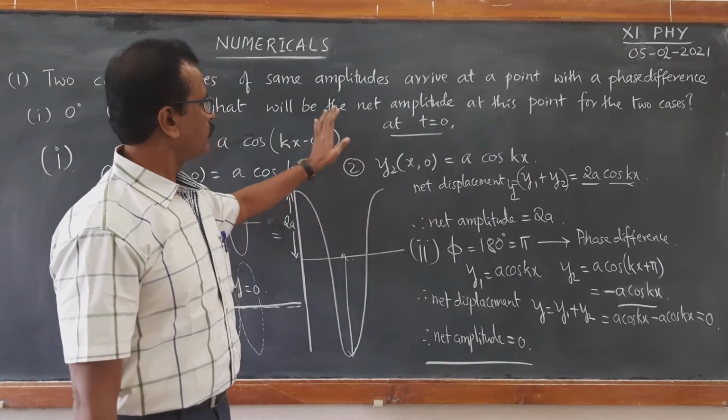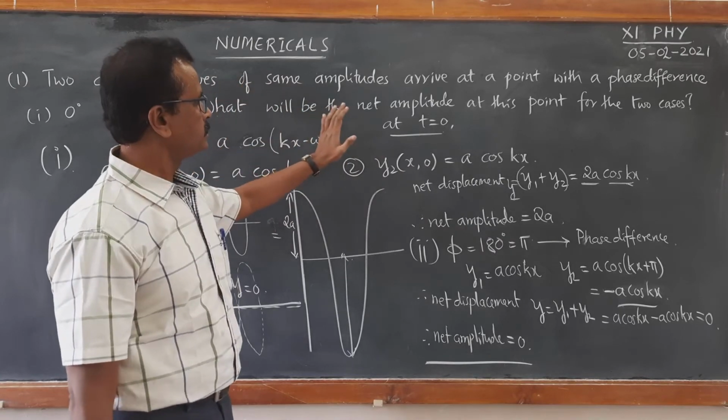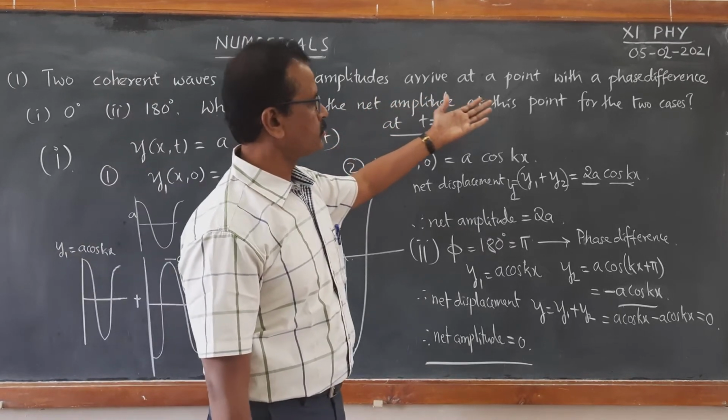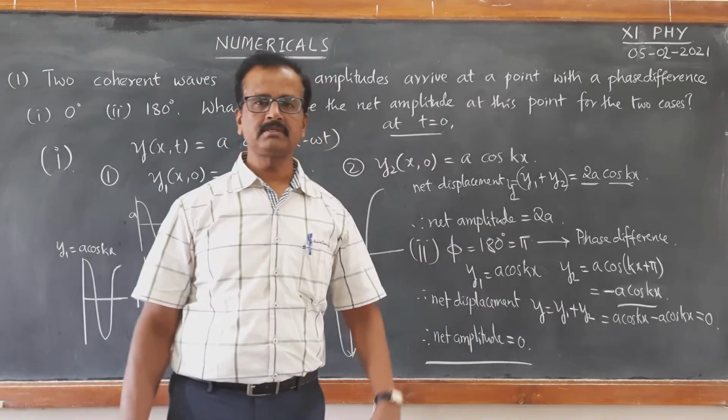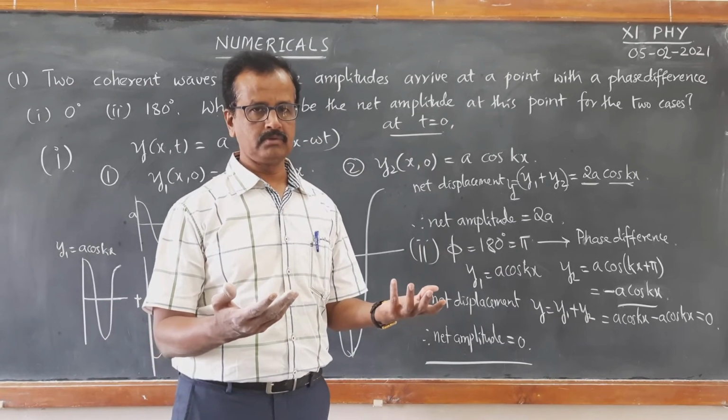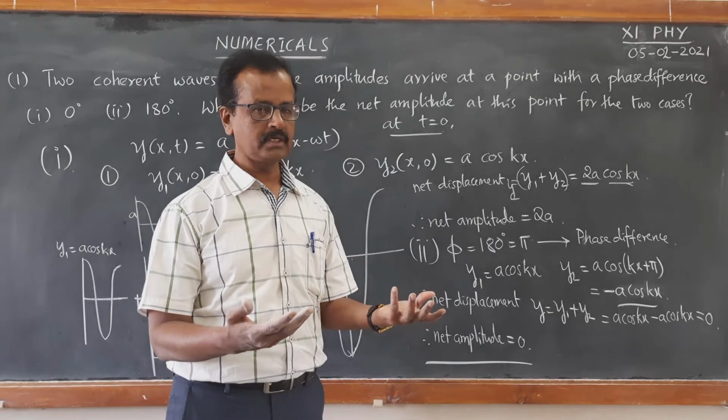When a pair of coherent waves superpose over each other with a zero phase difference, then the net amplitude becomes double, 2 times the original amplitude.